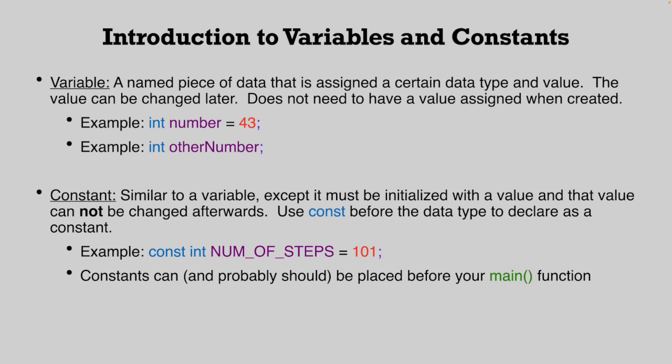Next is the constant, which is similar to a variable, except it must be initialized with a value, and that value cannot be changed afterwards. You want to use const before the data type to declare it as a constant. An example there: const int NUM_OF_STEPS equals 101, and I'll go on to the reason why it's in all caps later. But before that, you're going to want to probably put your constants before your main function.